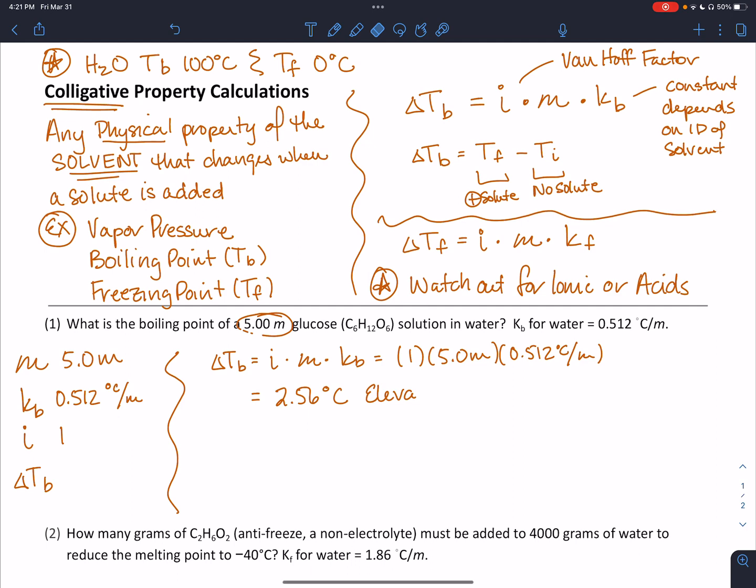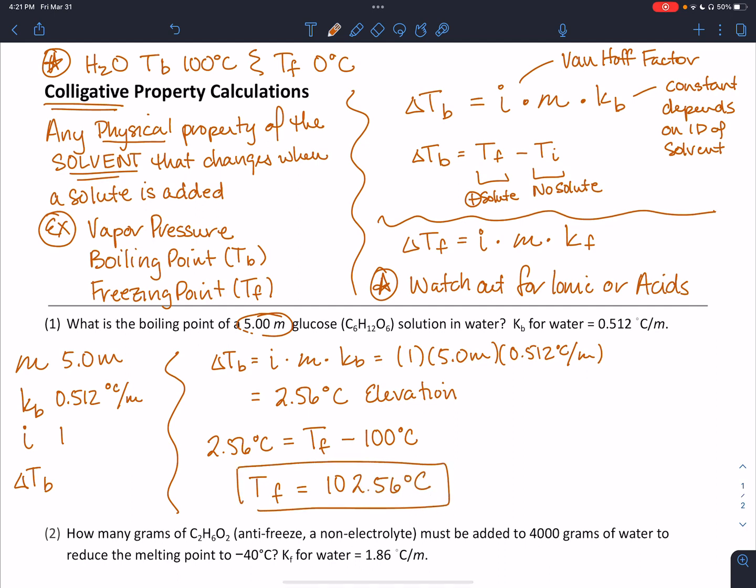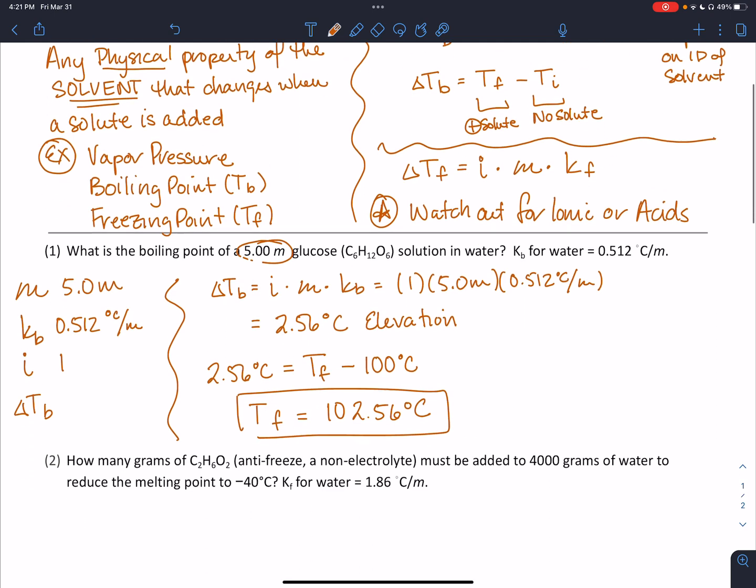All right, so that means when we want to determine what the actual boiling point is of this solution, we know that the change was 2.56 degrees. We don't know what our final temperature is, but I know that the original boiling point for water was 100 degrees Celsius. So if I add 100 to both sides, then the final boiling point for this solution is 102.56 degrees Celsius. All right, so make sure you do that last step too. Don't just tell them the change. It asks for what the actual boiling point was.